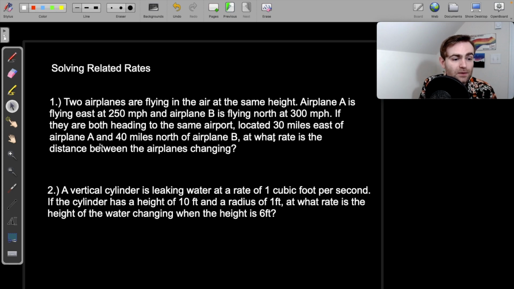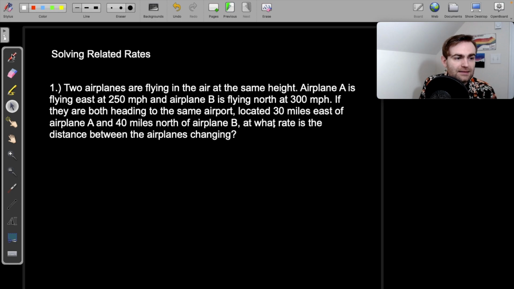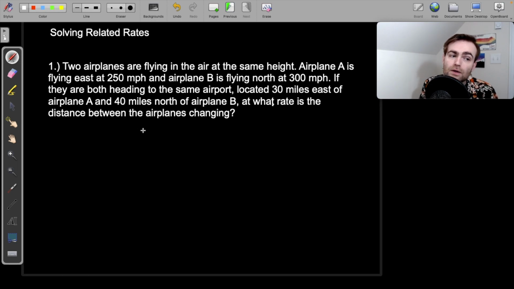I'm going to move the second one out of the way for us. And here we go. So two airplanes are flying in the air at the same height. Airplane A is flying east at 250 miles per hour, and airplane B is flying north at 300 miles per hour. If they are both heading to the same airport located 30 miles east of airplane A and 40 miles north of airplane B, at what rate is the distance between the airplanes changing?